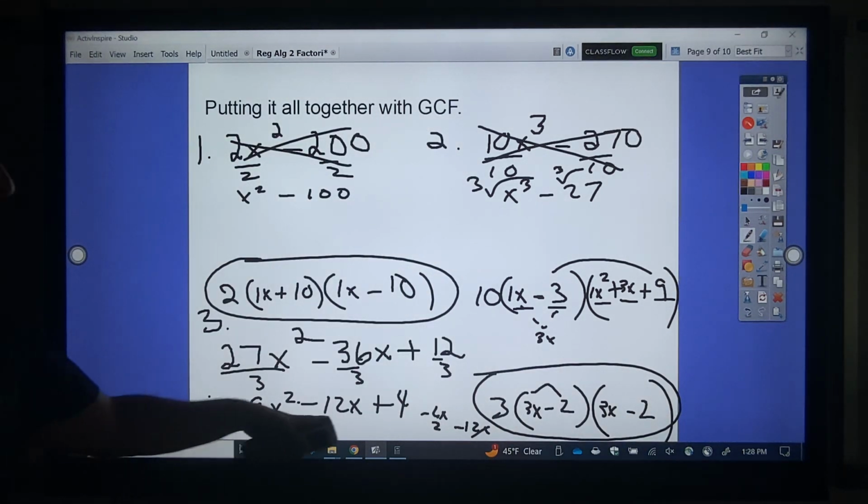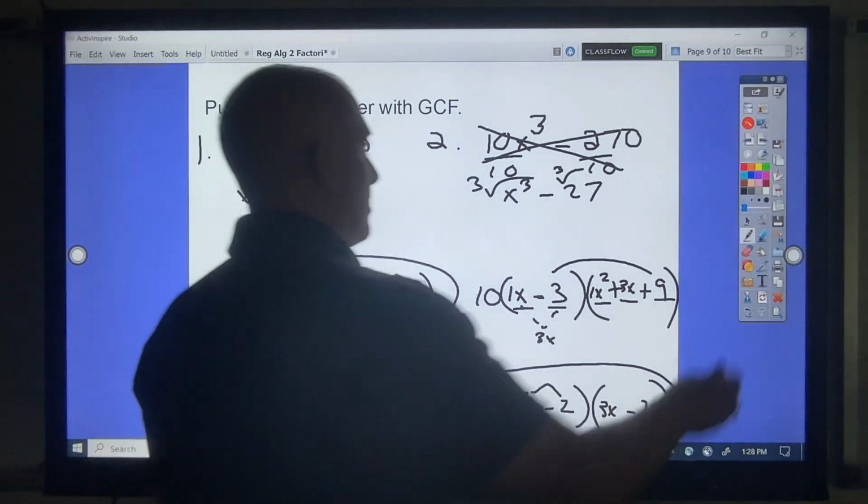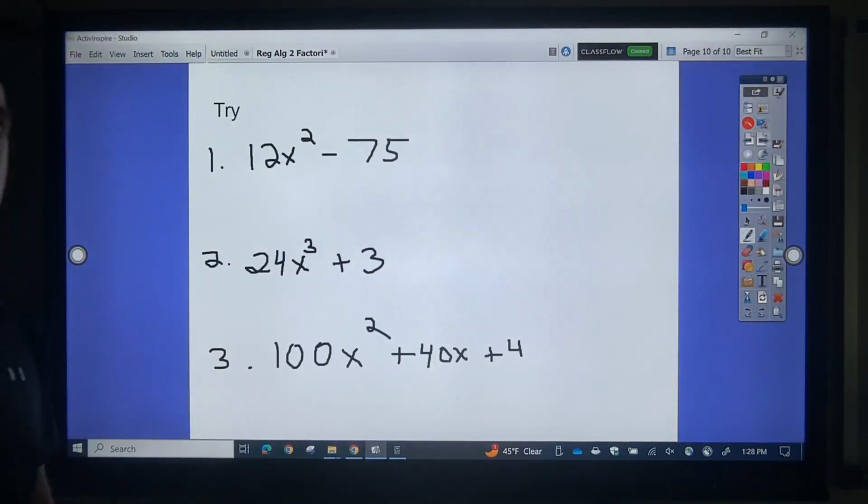You can do the factoring just like we've done it. That is fine as well. Okay, go ahead and try these 3 on your own.